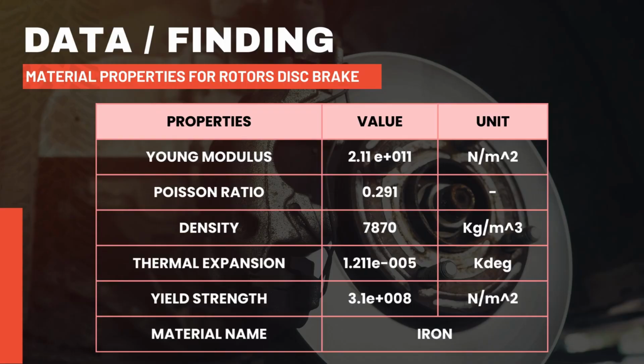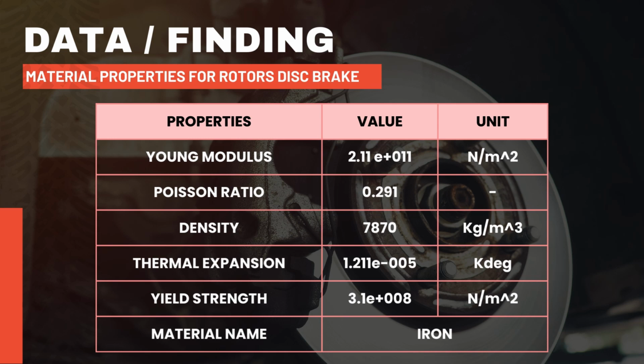Continue our presentation by explaining the data of our findings during the experiment. Material properties for the rotative brake. After the analysis, we generate the report. From the analysis, we can have the properties of the material that we use for the rotative. The first one is on the list.